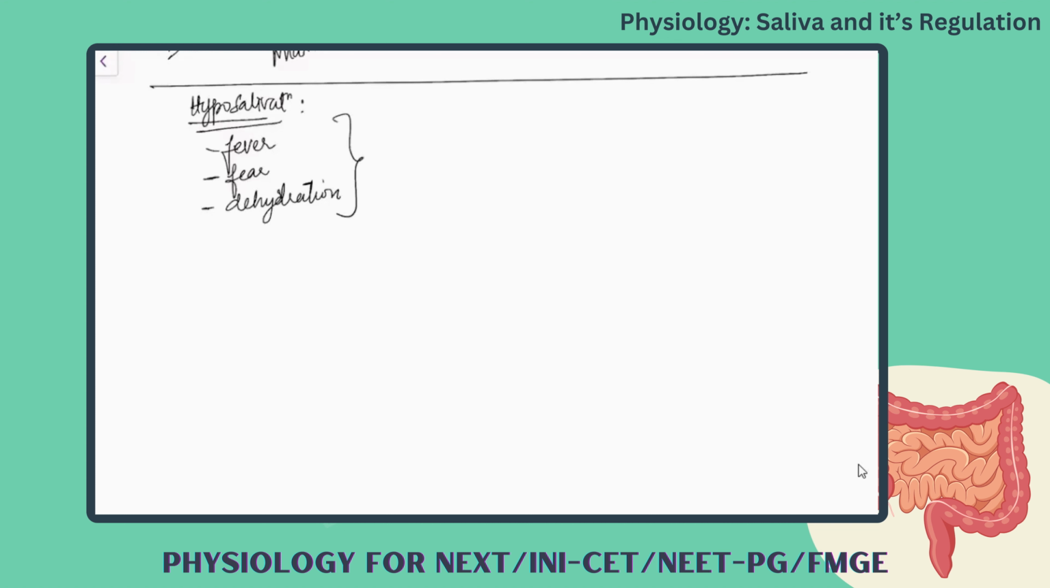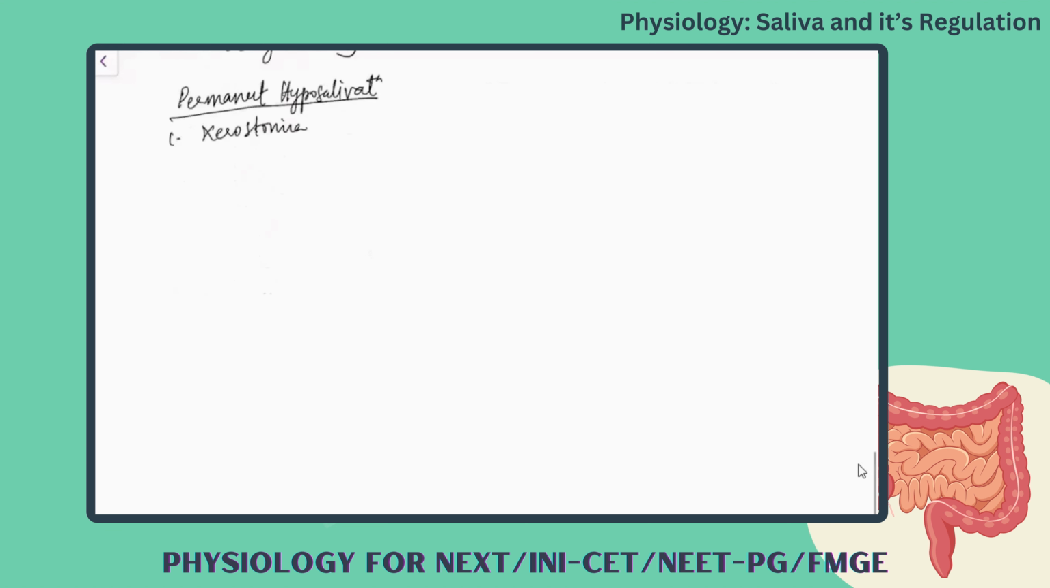But there is a pathological condition which causes permanent hyposalivation, that is during xerostomia, and then during sialolithiasis and Bell's palsy. What is Bell's palsy? Which nerve is commonly affected? Facial nerve. And why is this Bell's palsy, facial nerve, causing the damage to the salivary secretion?